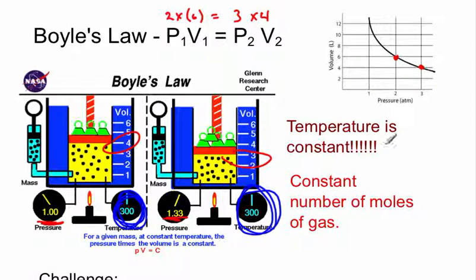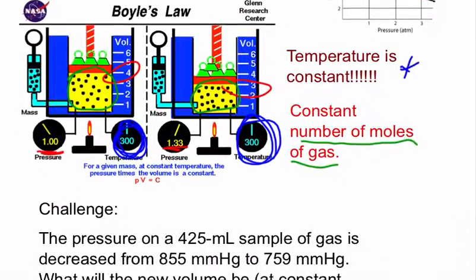So we need to take into account the temperature is not changing, and also the number of moles of gas. So that is how many little particles we have in here. That's not changing. We keep the same amount of particles. So we'll discuss later on what can happen if we don't keep those constant, but for right now we're saying those are constant, and under those conditions we have Boyle's law. A pressure 1 times that volume 1 will equal pressure 2 times that volume 2. So let's put Boyle's law in action here with a little word problem.